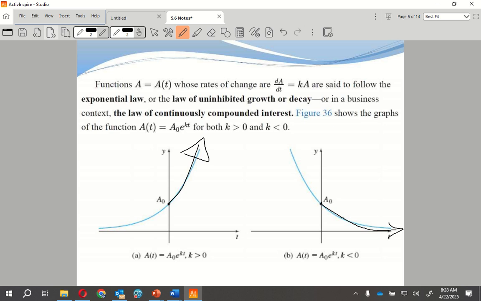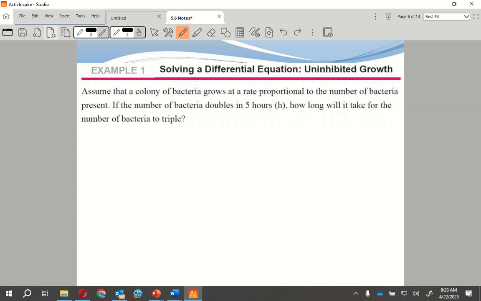All right. Assume that a colony of bacteria grows at a rate proportional to the number of bacteria present. If the number of bacteria doubles in 5 hours, how long will it take for the number of bacteria to triple? Okay. So we now know a rate on this one, that it's going to double in 5 hours. So I know that A is equal to A sub naught e^(kt).